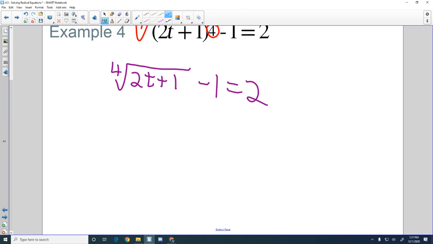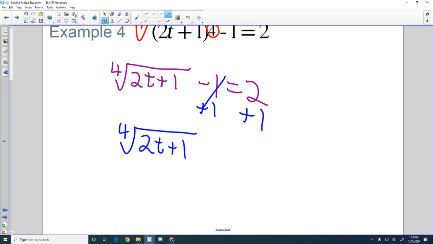Well, let's go through the solution. See what you got. First off, this radical, this fourth root, is not by itself on the left side. There's a -1 after it. We have to cancel that -1 by simply adding 1 to both sides so that we get just the fourth root of 2t plus 1 equals 3.